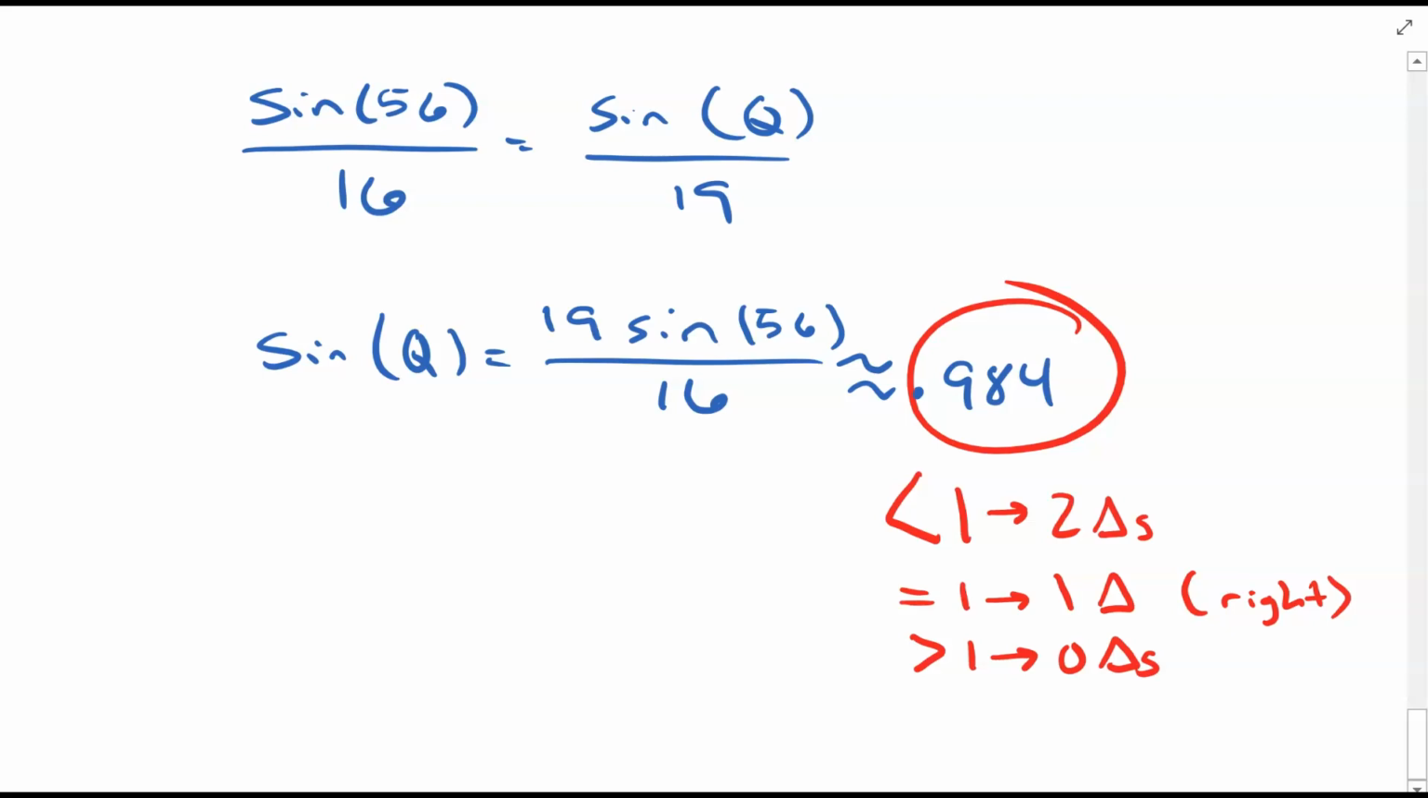That seems a little arbitrary, right? Like, what's significant about 1 there? Why is 1 the breaking point for these 3 different situations? Well, if I wanted to solve for angle Q, I would take the sine inverse of both sides, right? Everybody agree with that? Okay.